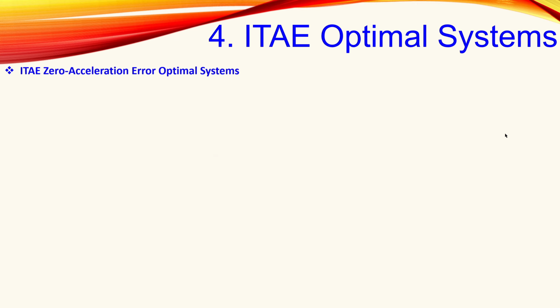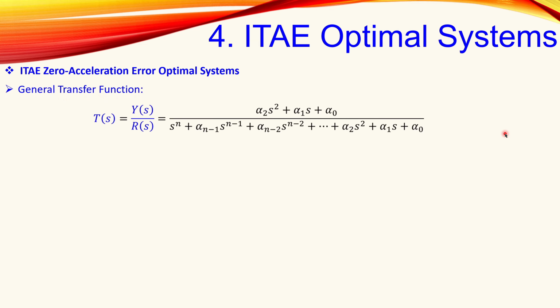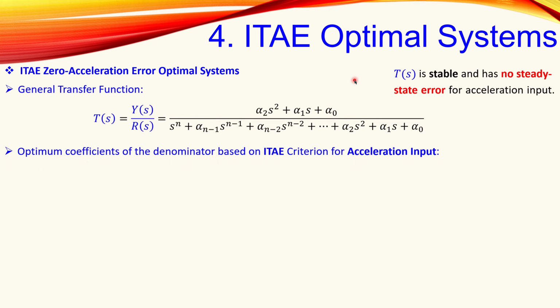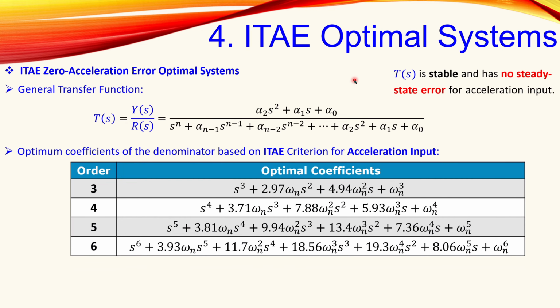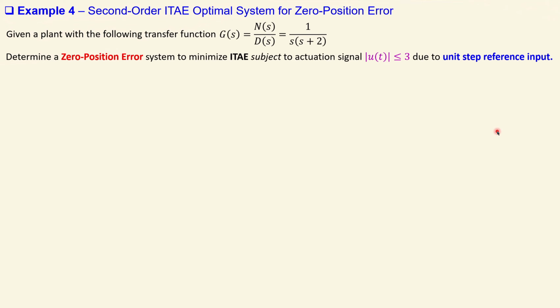The final one is a zero acceleration error optimal system. Again, general format. Now we have a second order polynomial in the numerator. Again, it is stable and it has zero steady state error for acceleration. The coefficients for the denominator for this situation are given here. So we start at the third order up to sixth order, and again you see the values for each order. Okay, let's look at two different examples.